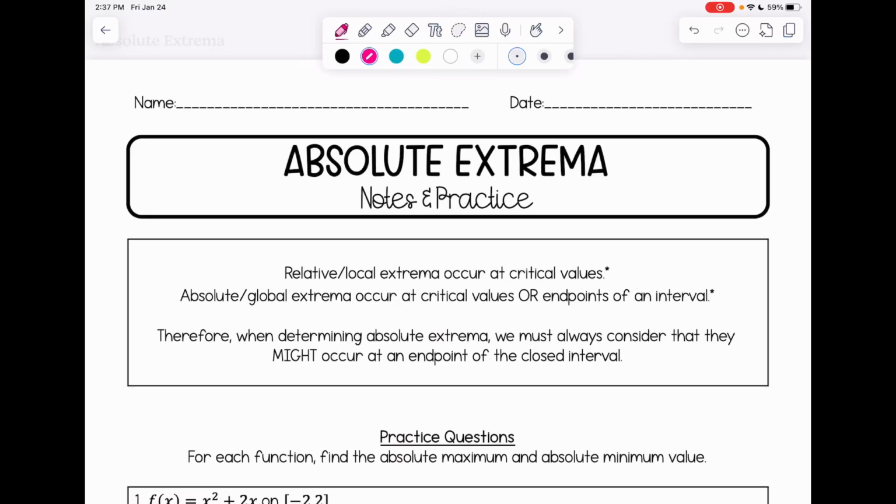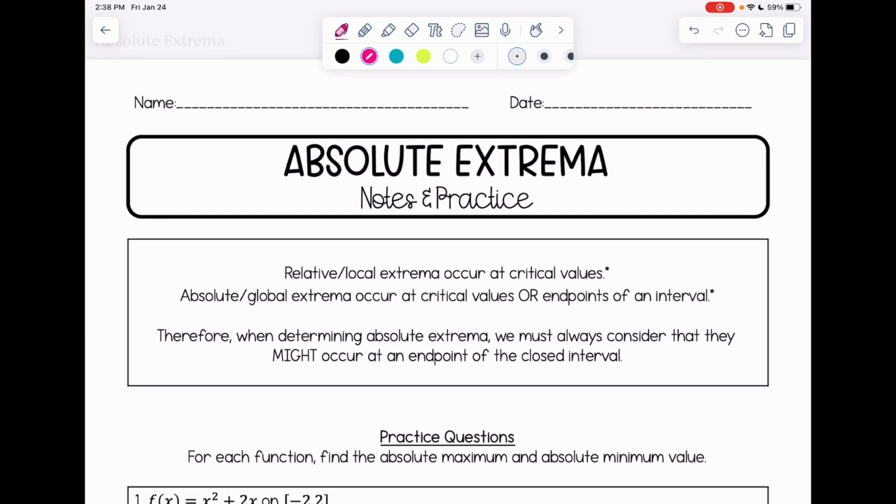In this lesson, we're going to be talking about how to find absolute extrema on a closed interval. So we've learned previously that relative or local extrema occur at critical values, and that absolute or global extrema can occur at critical values or at endpoints of an interval. Just a side note there at the little asterisk that some textbooks and curriculums might define these a little bit differently. If you're following along with these notes and these videos, we're going to be using this definition.